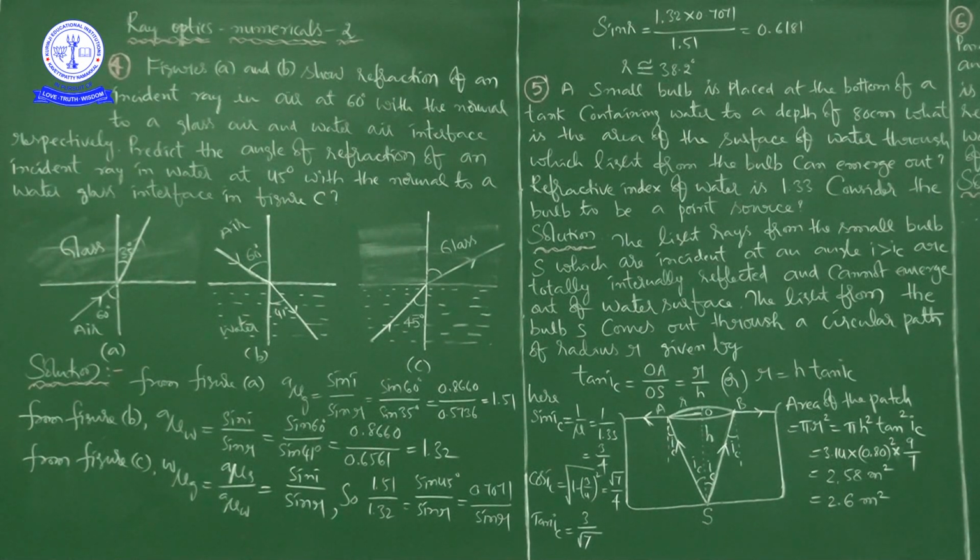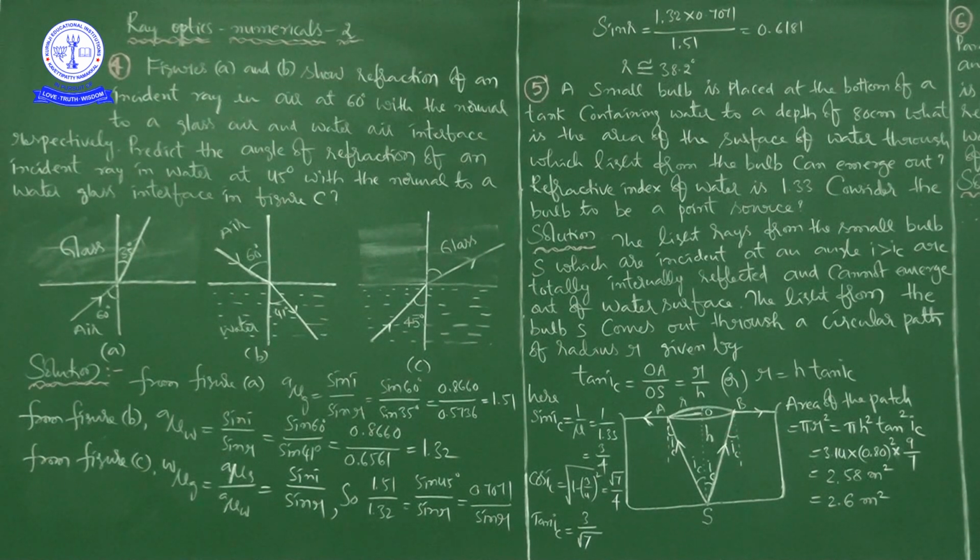But the tungsten filament bulb, otherwise the zero bulb, which we use in bedrooms to give a small amount of light, is an example of a point source, while a tube light is an example of an extended source. So keep in mind the difference between point source and extended source. In this problem we consider a point source. A small bulb is placed at the bottom of a tank containing water to a depth of 80 centimeters. What is the area of surface of water through which light from the bulb can emerge out?